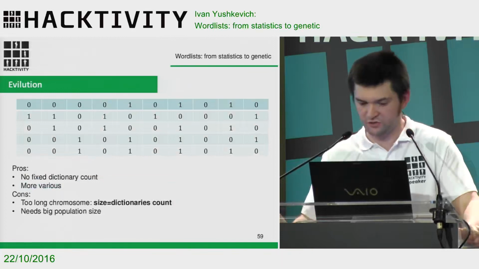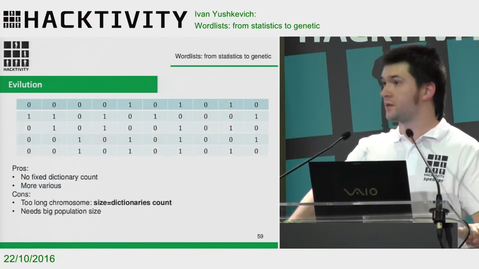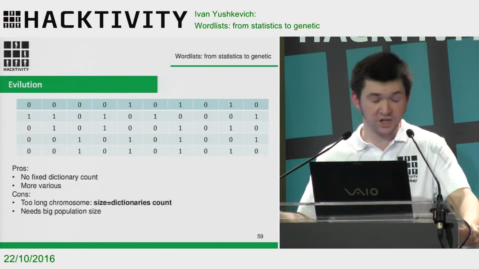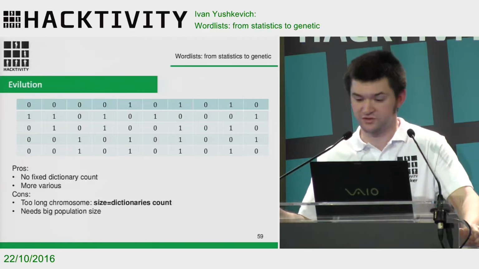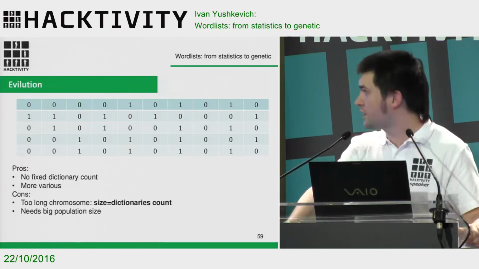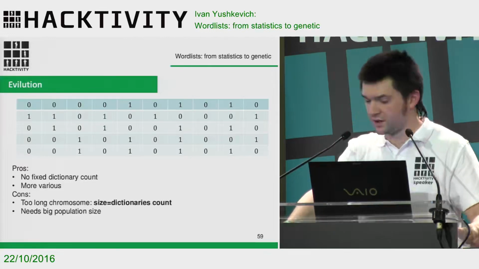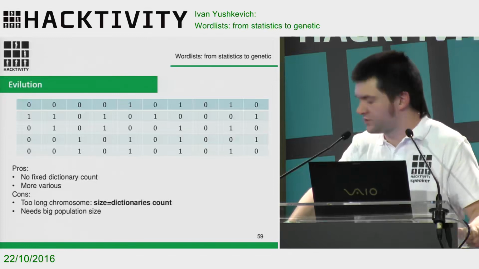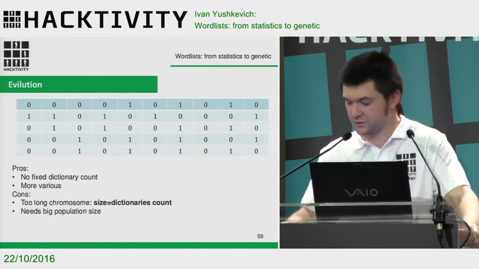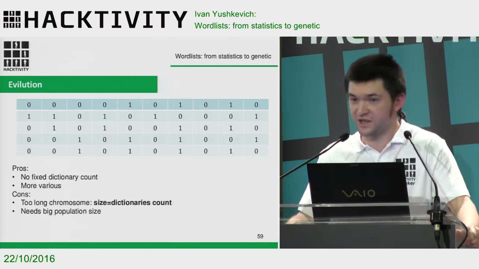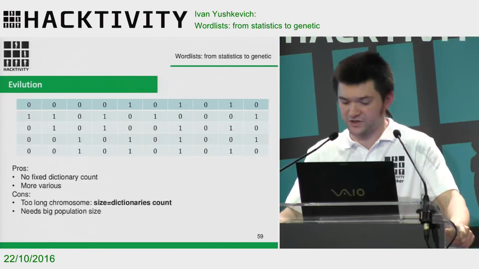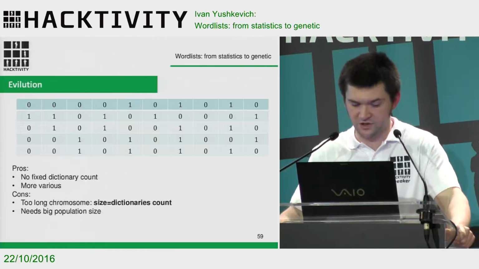After that, the population was generated. First of all, the chromosome is randomly generated, so it can have one dictionary, 2, 100, whatever. And the population is also generated, so there were some pros and cons. First of all, no fixed dictionary count. I think that's good, but for testing I need a really big population size, so it's really hard on calculation time.